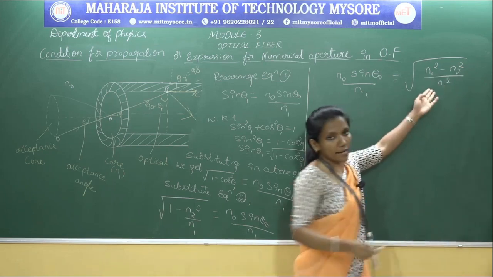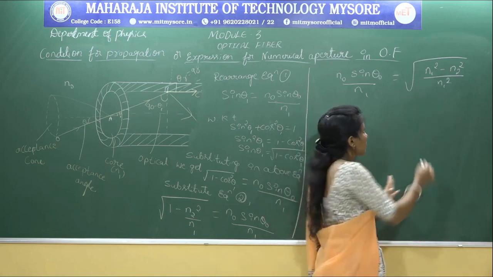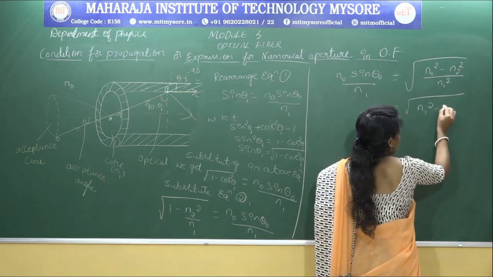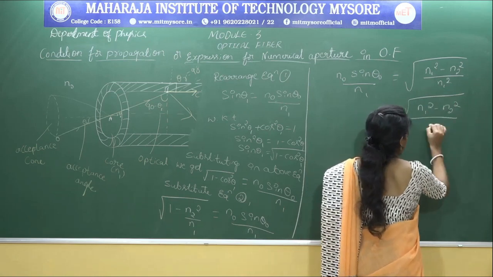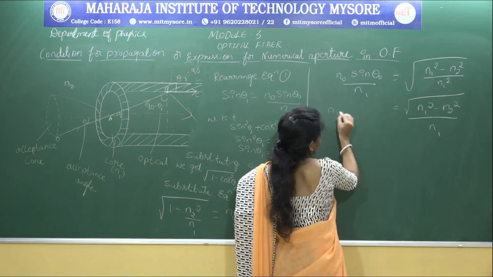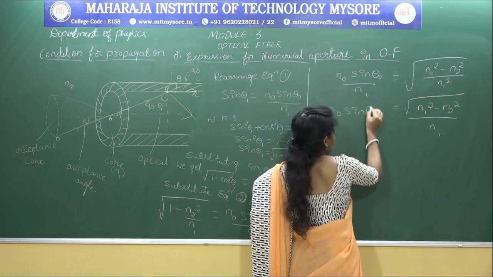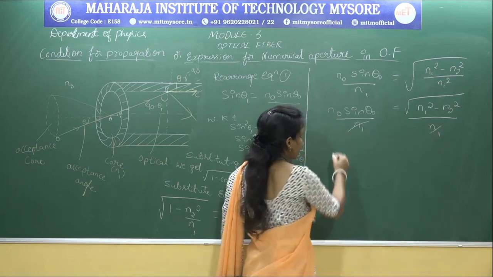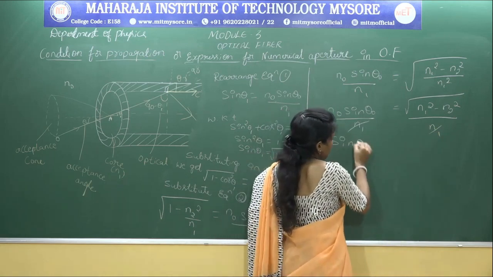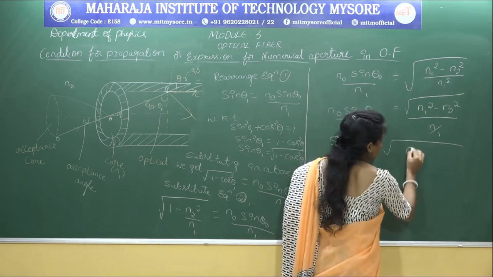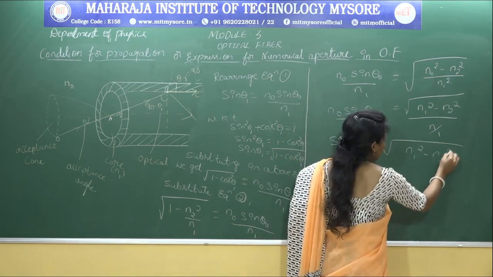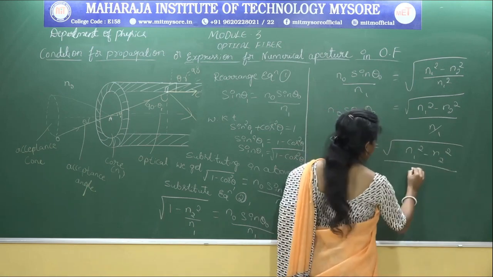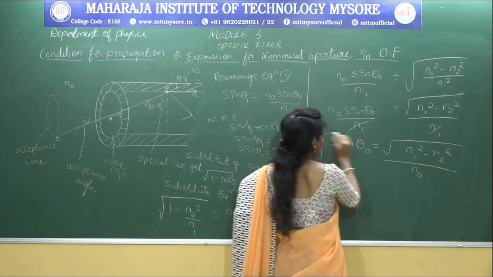So if we take this n1 outside, then the square root and square will get cancelled. So we will get root of n1 square minus n2 square divided by n1, and here n naught sin theta naught divided by n1. So this n1 will get cancelled, then we will get sin theta naught is equal to root of n1 square minus n2 square divided by n naught.